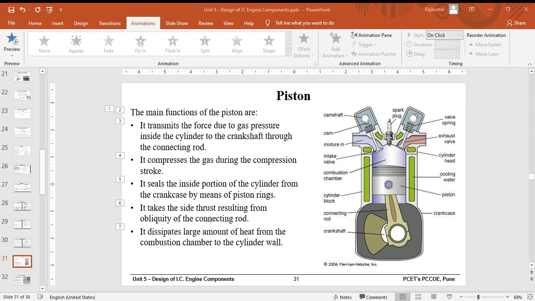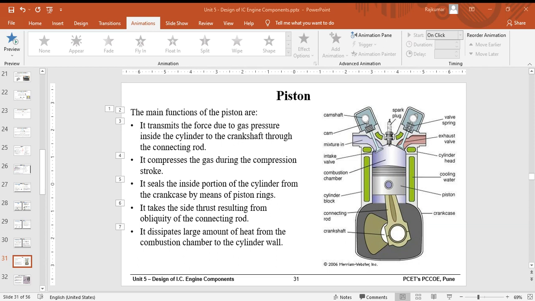Then in case of the skirt, we need to find out the thickness, again the dimensions of the piston pin, then the thickness at the bottom of the piston barrel or skirt. So these are the important things we need to find out as part of the design of the piston, and for that we need to use certain derived equations and certain empirical relations.